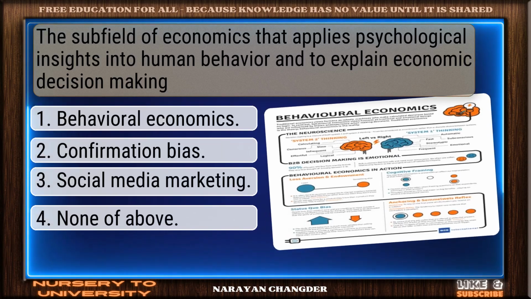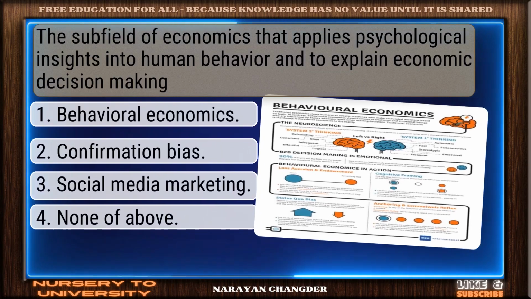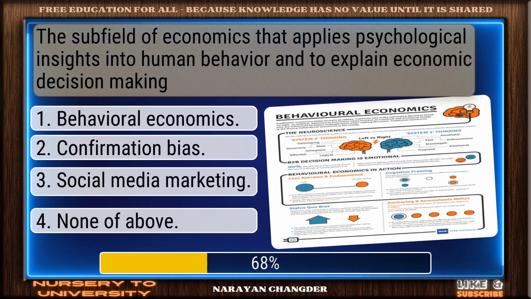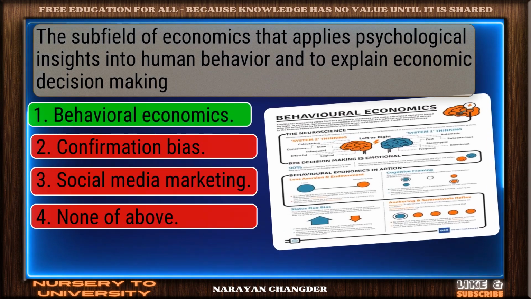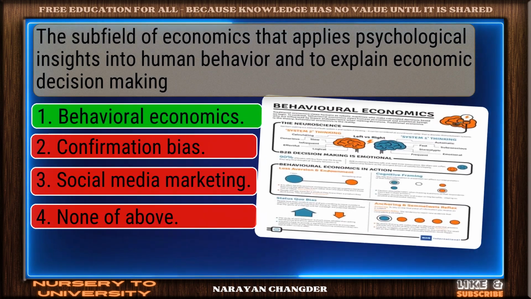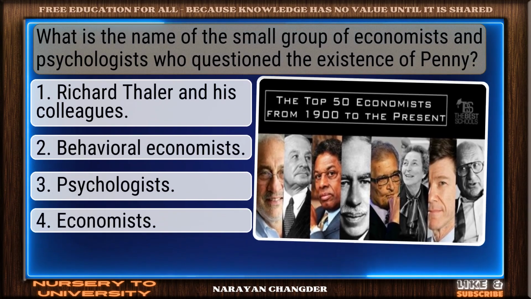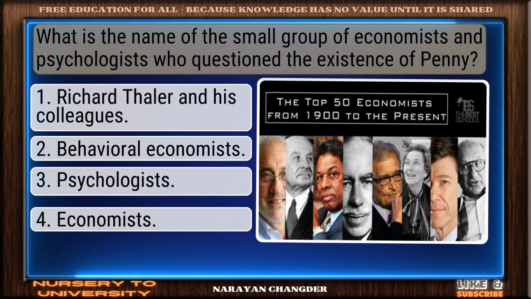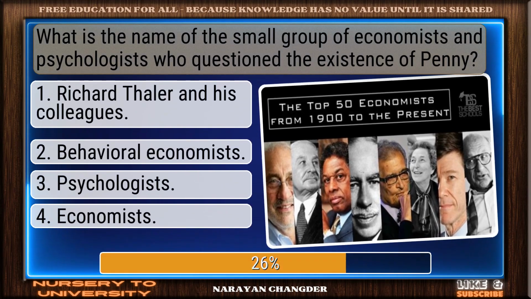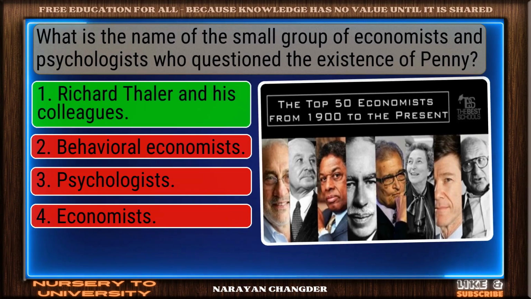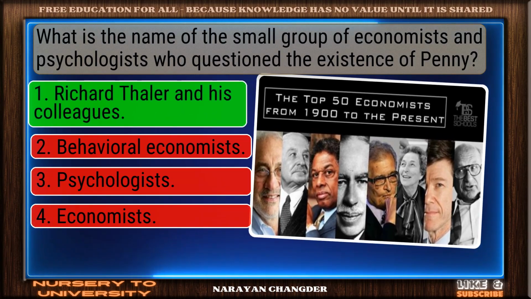The subfield of economics that applies psychological insights into human behavior and to explain economic decision-making. On track. Behavioral economics is the correct answer. What is the name of the small group of economists and psychologists who questioned the existence of penny? Perfect. Richard Thaler and his colleagues is the correct choice.